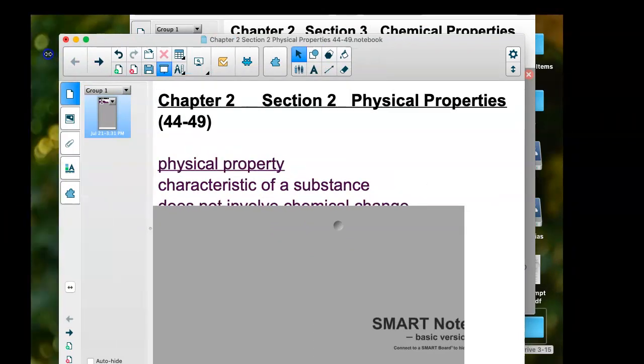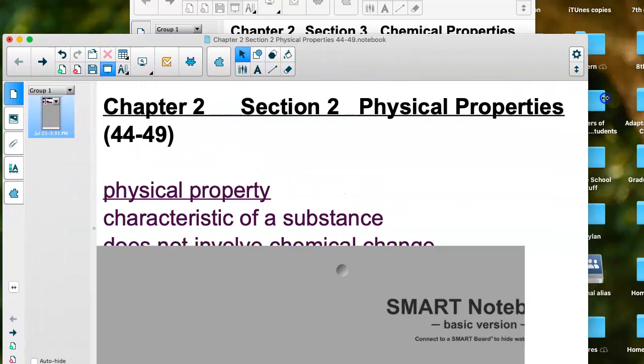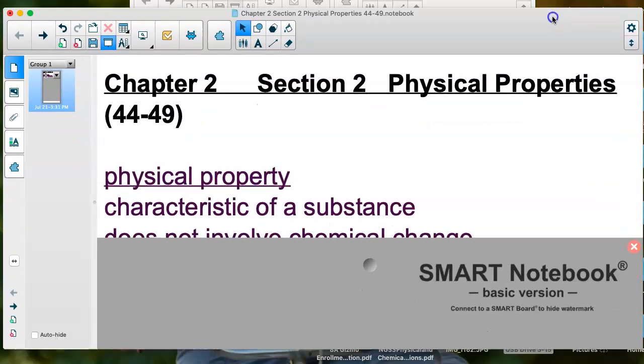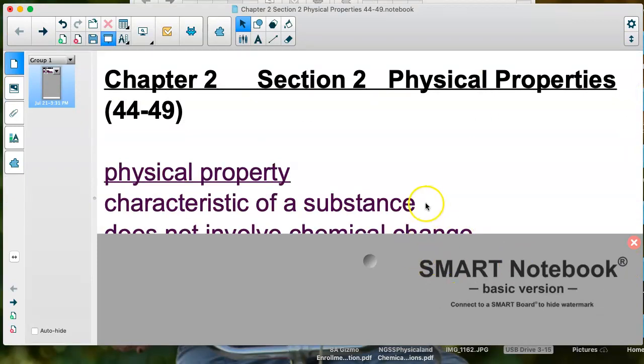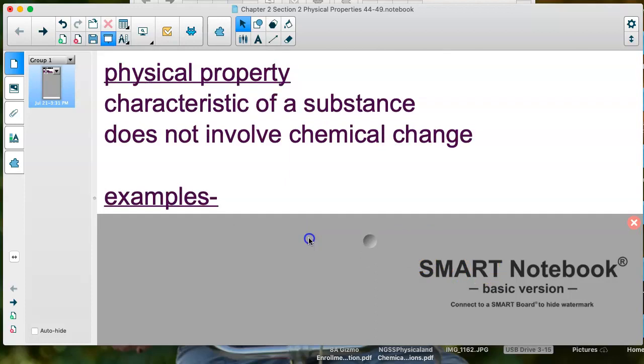So when we describe something as a certain color or a certain size, that is a physical characteristic, right? So you're going to be watching a video, or some of you may have already watched that, related to physical and chemical properties and changes. So when we talk about a chemical change, that's a little bit different. We'll be talking about that soon.